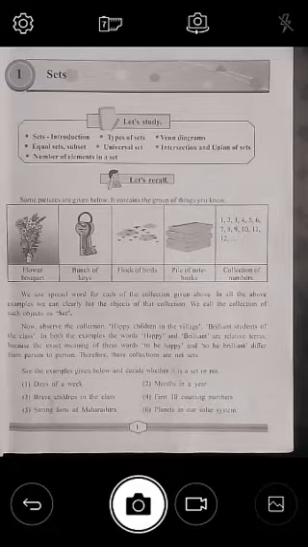Now consider the following examples. Days of a week. There are 7 days in a week, so that is a set. Then the months in a year. There are 12 months in a year, so that is also a set. But brave children in a class, or strong forts of Maharashtra: the words brave and strong are relative terms, so these two are not sets. The first 10 counting numbers is a set, and the planets of our solar system is also a set.